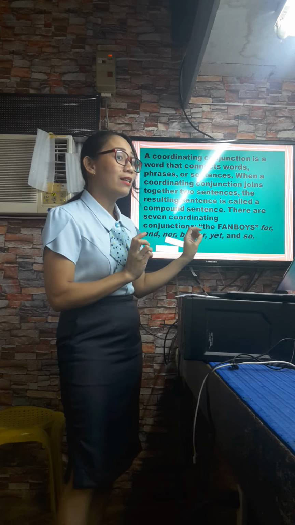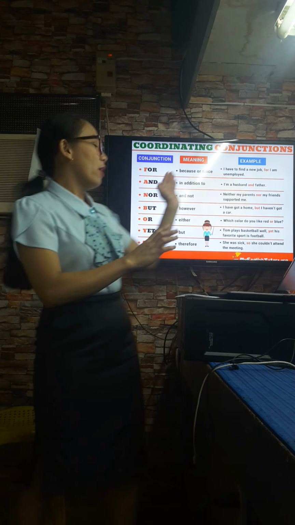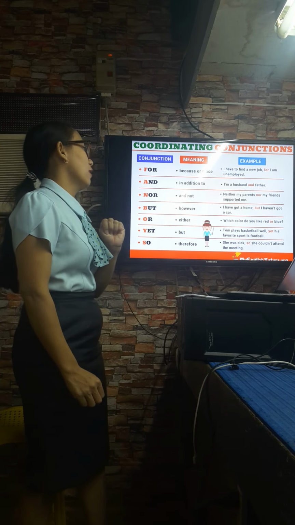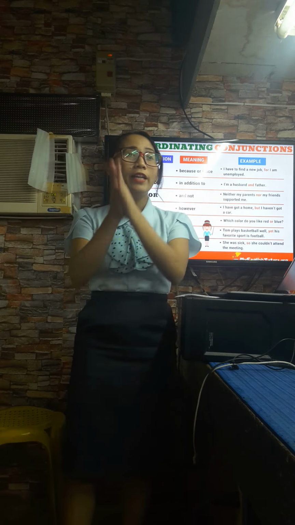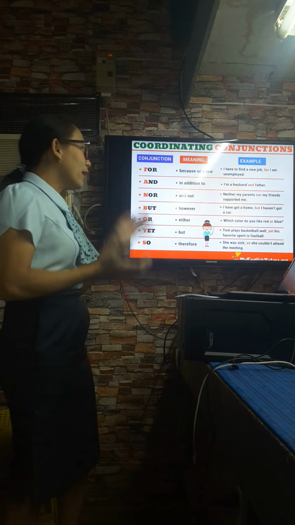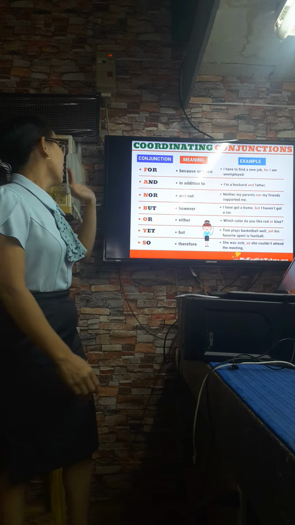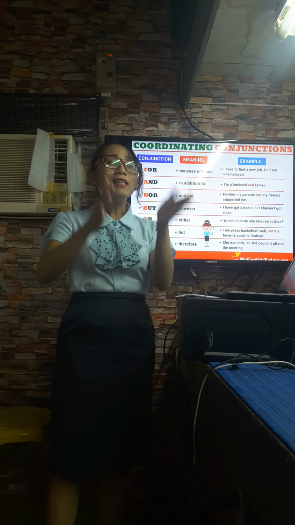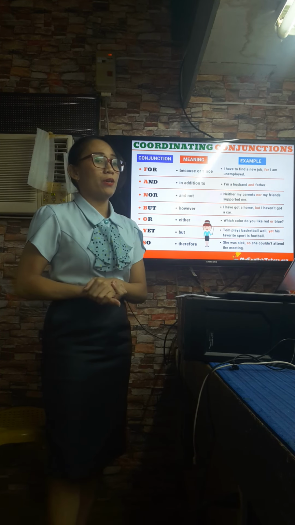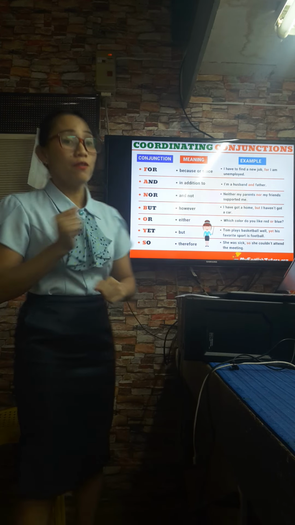Now, these conjunctions have their meanings. The first is for. The meaning of for is because, or since. Example: I have to find a new job for I am unemployed. Meaning, I have to find a new job because I am unemployed. Second, and. It means in addition to. Example: I'm a husband and father. So, in addition to being a husband, he is also a father.